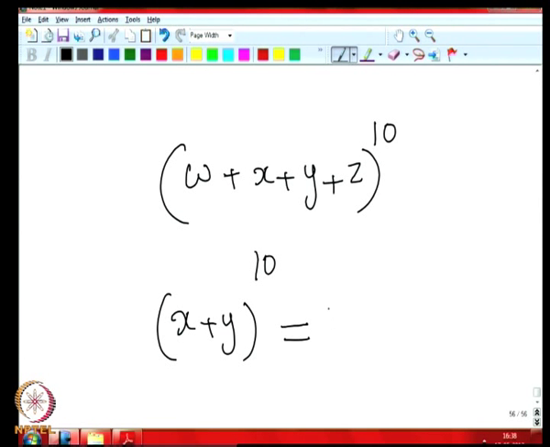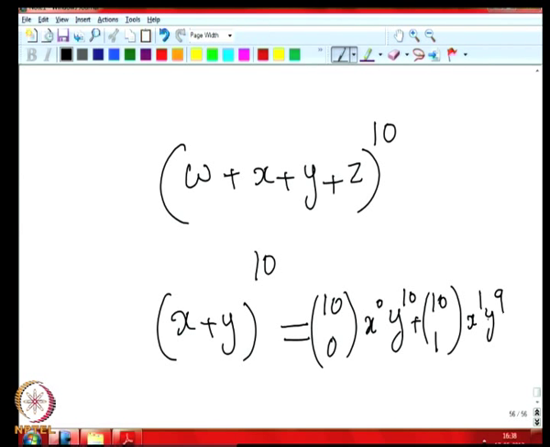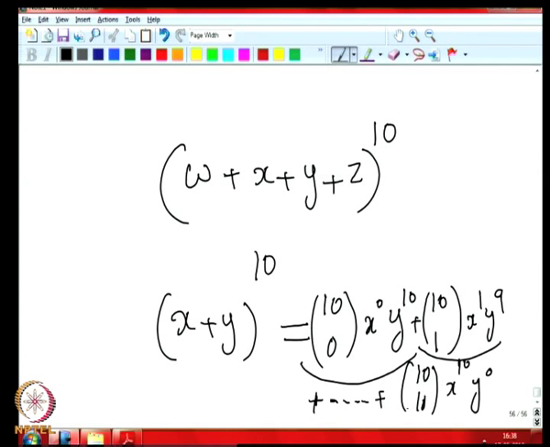Because the expansion is 10 choose 0 into x raised to 0 y raised to 10, plus 10 choose 1 into x raised to 1 y raised to 9, and so on, up to 10 choose 10 and x raised to 10 into y raised to 0. Each of these things is considered a term. This is one term, this is the second term, this is another term. Because we are starting from 0 and reaching 10, there are 11 terms in that sense.